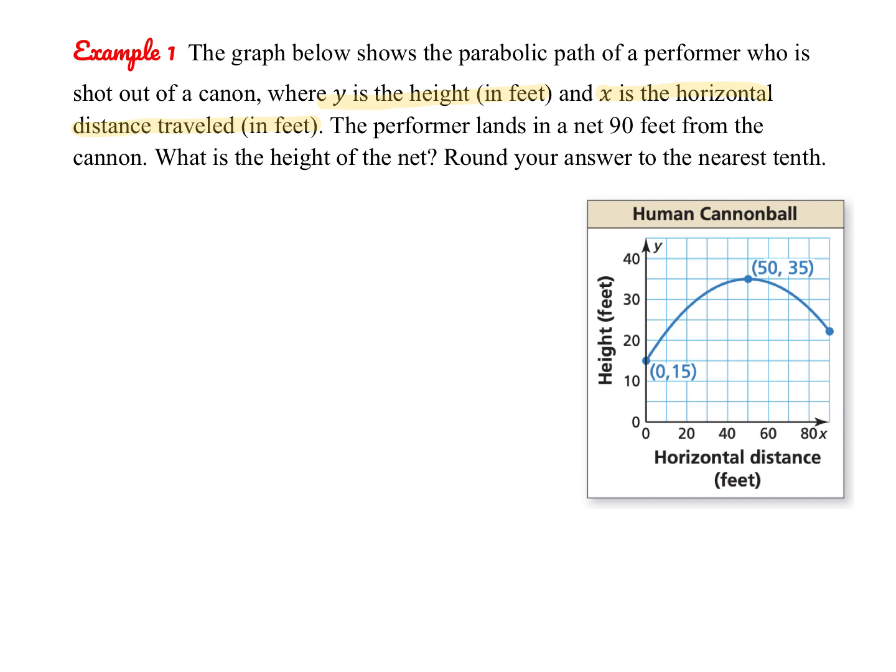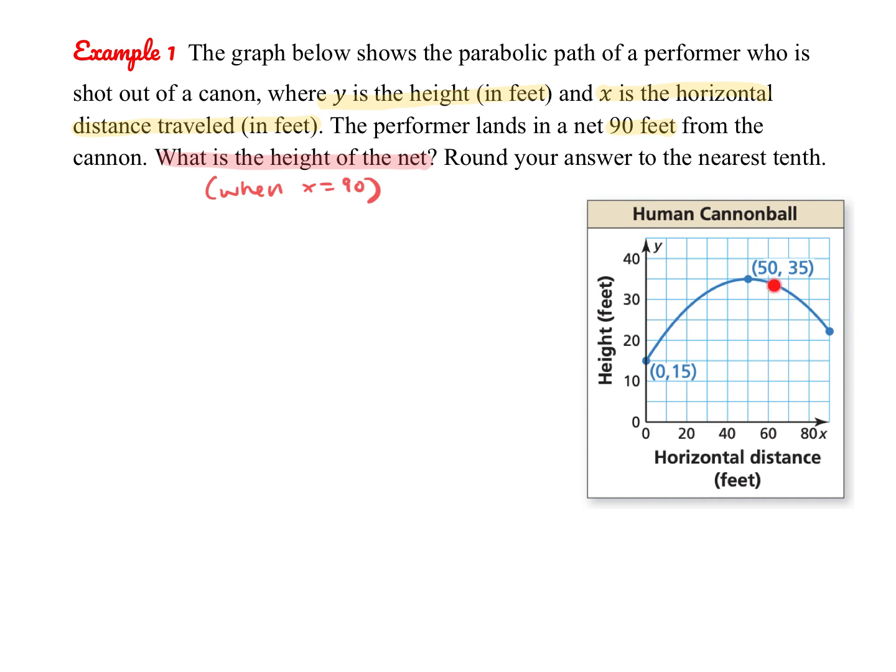Then this says the performer lands in a net 90 feet from the cannon. What is the height of the net? So we want to know the height when x equals 90. So I'm going to put a little note there, when x equals 90. To help us do this, we're going to need to first create a model of this path so then we can use the model to answer this question. That's one reason why we create models, to help us answer questions about our data or whatever scenario we're working with.